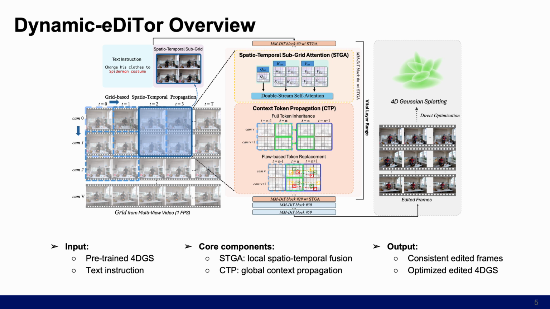This slide shows the overview of Dynamic-eDiTor. We first render multi-view video frames from a pre-trained 4D Gaussian splatting scene. Then, we represent these frames as a unified camera time grid, where one axis corresponds to camera views and the other corresponds to time. Inside this grid, Dynamic-eDiTor applies two key components. The first is spatiotemporal subgrid attention, or STGA, which fuses information locally across adjacent views and neighboring time steps. The second is context token propagation, or CTP, which propagates the fused information across the entire grid. Finally, the consistent edited frames are used to directly optimize the edited 4D Gaussian splatting representation.